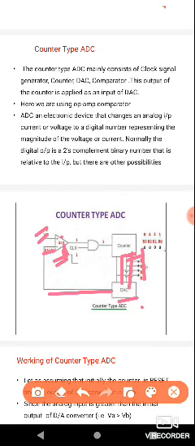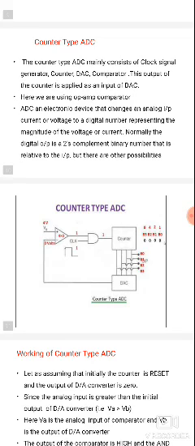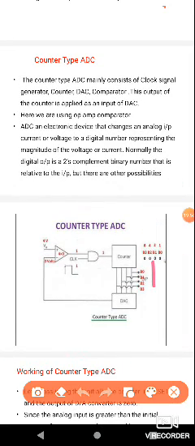Here we are using an op-amp as a comparator. Next, an ADC, that is an analog to digital converter, is an electronic device that changes an analog input current or voltage, in the form of either current or voltage, to a digital number representing the magnitude of the voltage or current. These are binary digital numbers indicating the magnitude of voltage or current. Normally the digital output is a 2's complement binary number that is relative to the input, but there are other possibilities also.